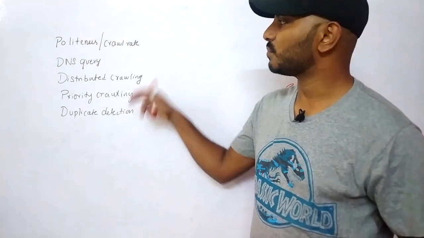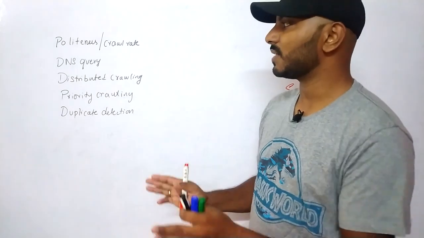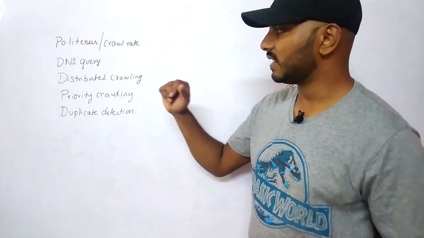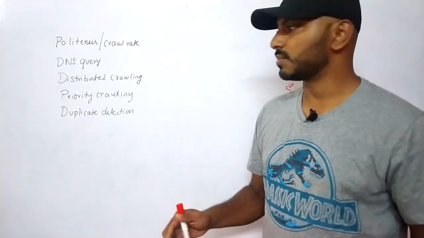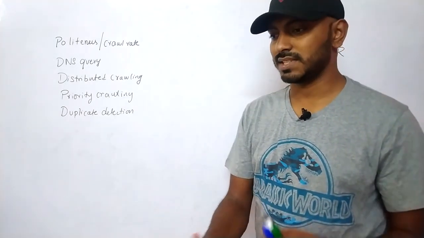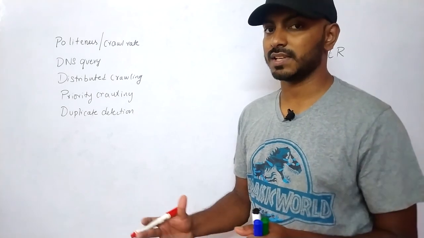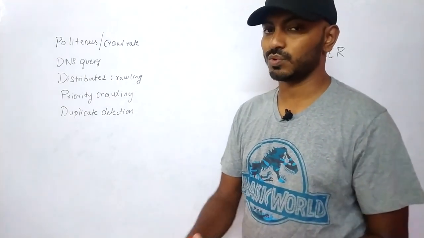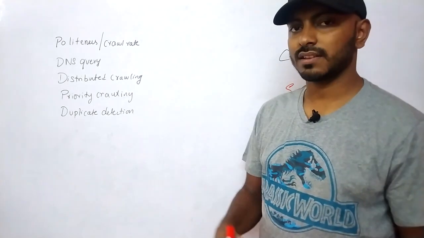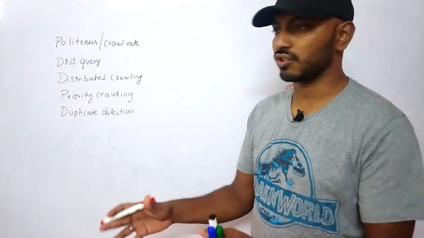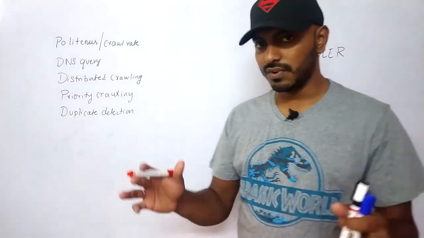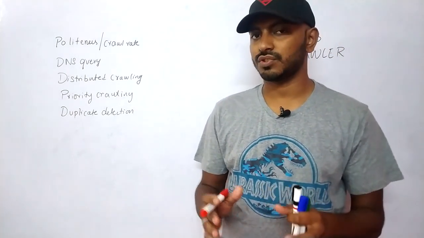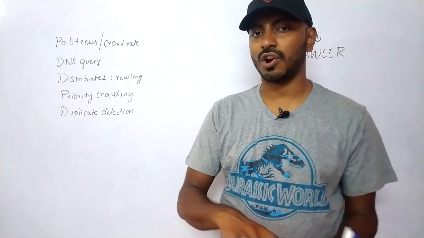Now let's talk about the features we want to support in our crawler. The first one is politeness, also called crawl rate or bandwidth protection. The next one is DNS query. The other one is distributed crawling. We can't just have one box which crawls; our design should have the capability to add as many boxes or servers as we want to scale it up. The next one is priority crawling. Obviously we have to have a priority of which site to crawl. And the next one is duplicate detection, which is a very important feature for a lot of applications, because we need to detect duplication and not crawl those sites.